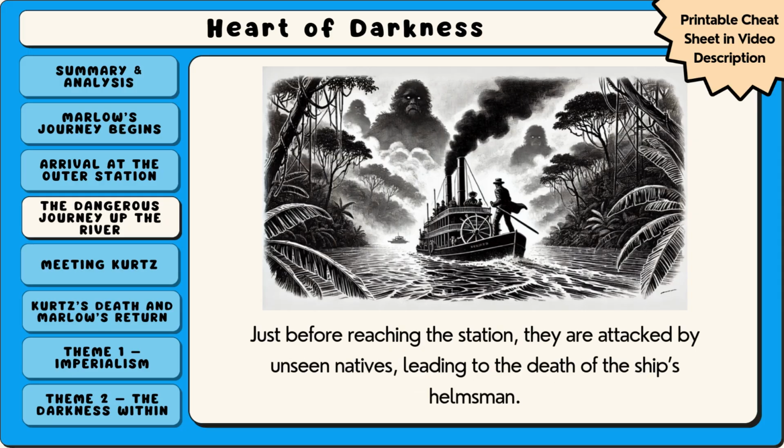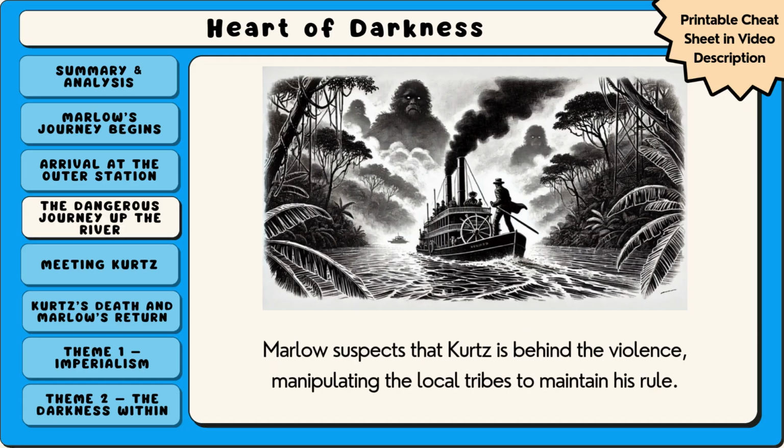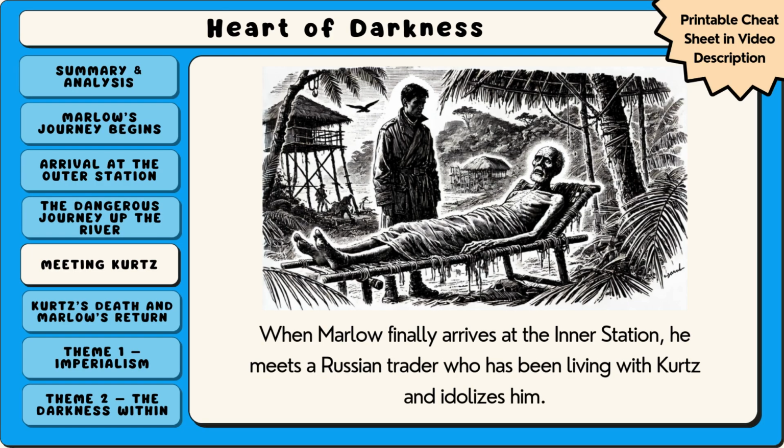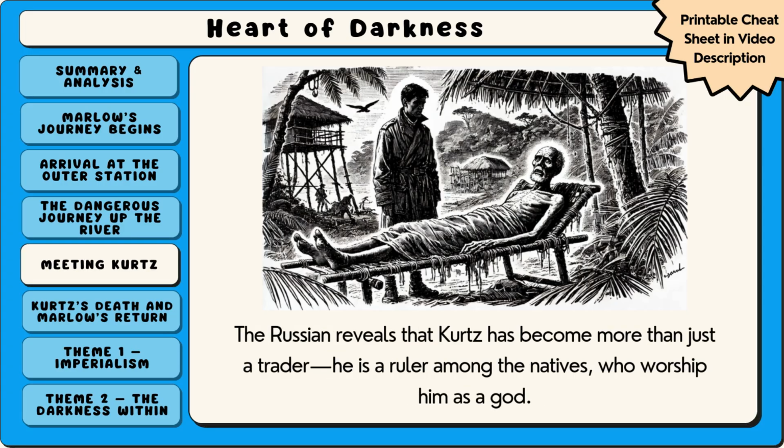Just before reaching the station, they are attacked by unseen natives, leading to the death of the ship's helmsman. Marlow suspects that Kurtz is behind the violence, manipulating the local tribes to maintain his rule. When Marlow finally arrives at the inner station, he meets a Russian trader who has been living with Kurtz and idolizes him. The Russian reveals that Kurtz has become more than just a trader. He is a ruler among the natives, who worship him as a god.